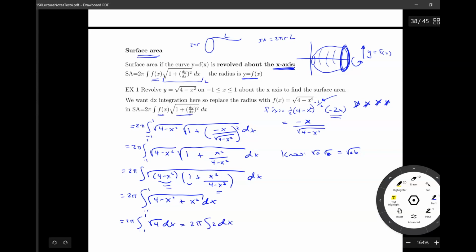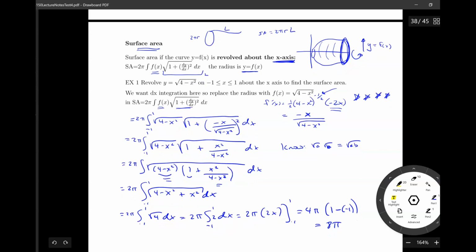So the integral of 2 dx between negative 1 and 1. So 2 pi times 2x between negative 1 and 1. I guess I could say that is 4 pi. Substitute in 1, subtract off the negative 1, so I get 2 out of there. So 8 pi is the surface area.